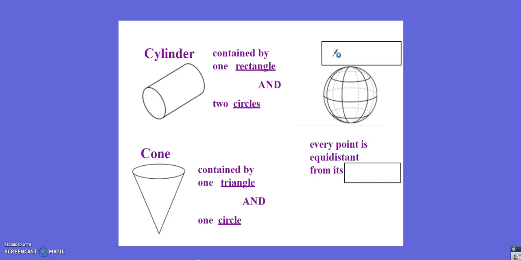Then here we have a sphere. Your definition of a sphere here is every point is equidistant from its center. That's going to be the definition of a sphere.